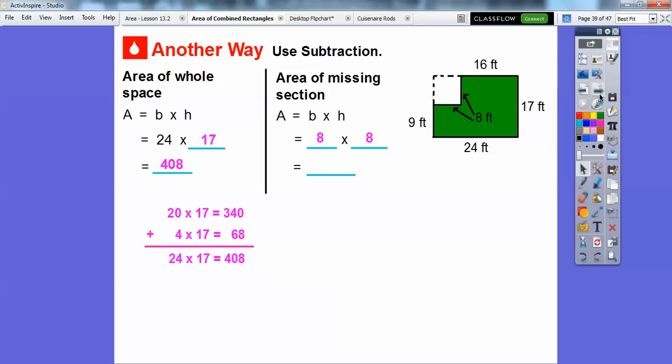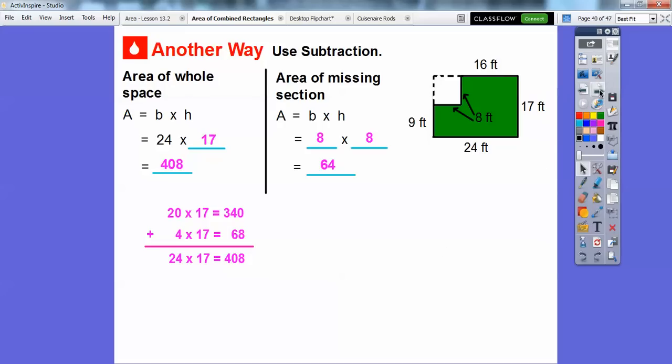So 24 times 17, well, I know 20 times 17 is the same as 2 times 17, which is 34 with a 0, okay, and then 4 times 17 is still 68. We just did that right there. So 24, we add these together, and we get 24 times 17. So add these together, and we get 408. Okay, just some tricks that we've gone through with the prior lessons. 8 times 8 is 64.